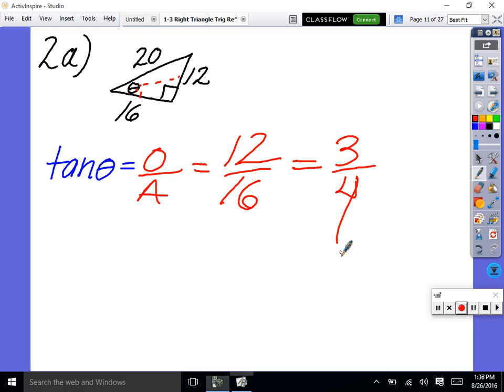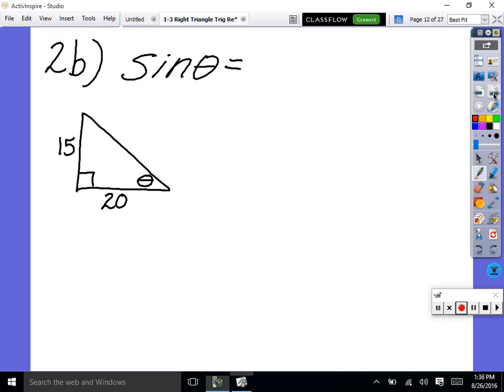Let's do another one. Sine of theta. This one's important. Guys, this one's different, and there's too much talking when I'm teaching. Let's get through this quick, but look up here. Sine of theta. Sine is SOH, opposite over hypotenuse. Now look. Opposite, hypotenuse. Do we have that? No.